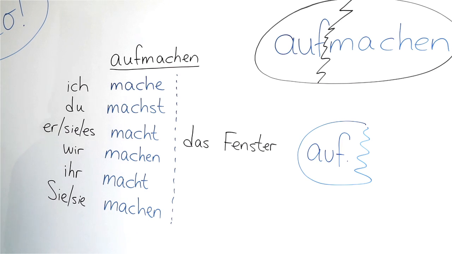Okay? I want you to repeat after me, please. Ich mache das Fenster auf. Du machst das Fenster auf. Er macht das Fenster auf. Sie macht das Fenster auf. Es macht das Fenster auf. Wir machen das Fenster auf. Ihr macht das Fenster auf. Sie machen das Fenster auf.